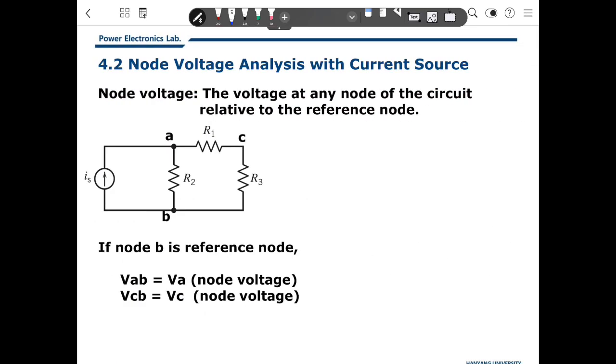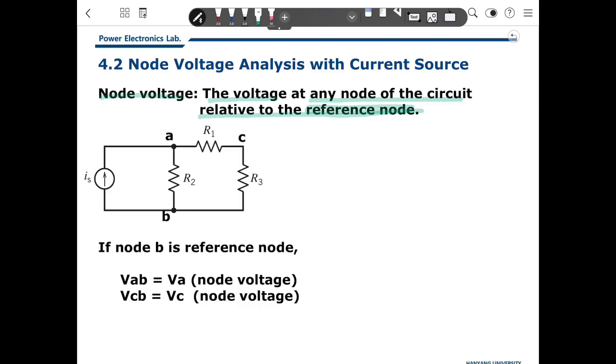Then I will tell you what a node voltage is. A node voltage is the voltage at any node of the circuit relative to the reference node. This is very important. When you define the reference node, that is your choice. You can choose any node as the reference node, but we recommend choosing the ground node or bottom node as the reference node. That makes it easy to make node equations.